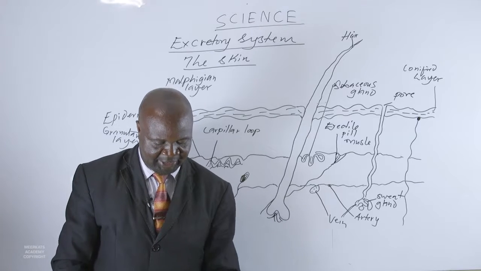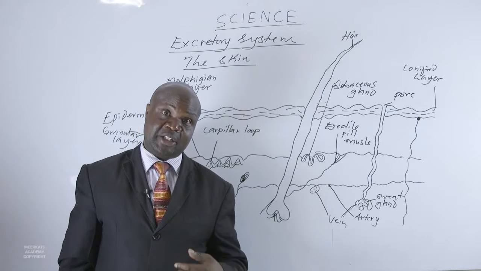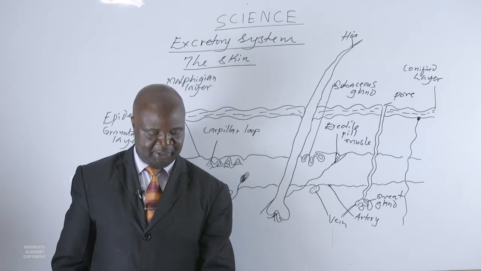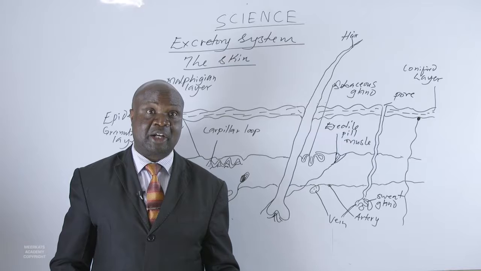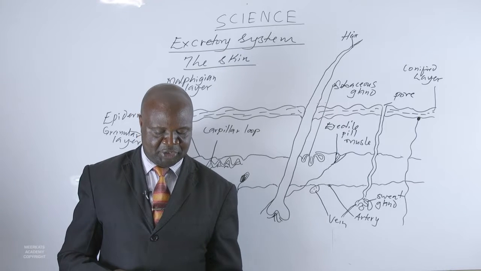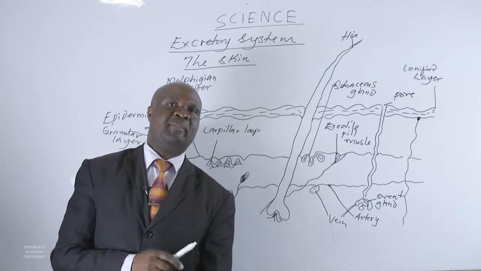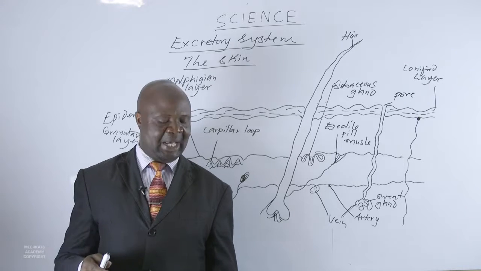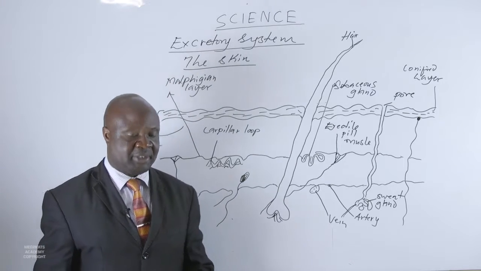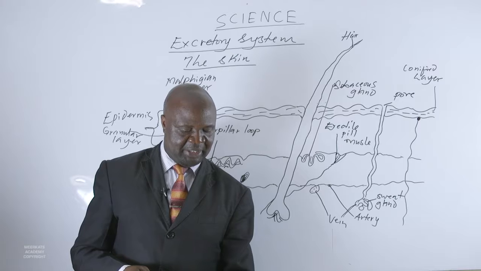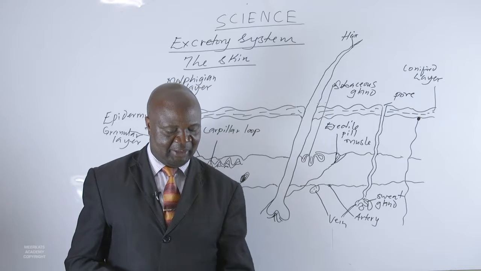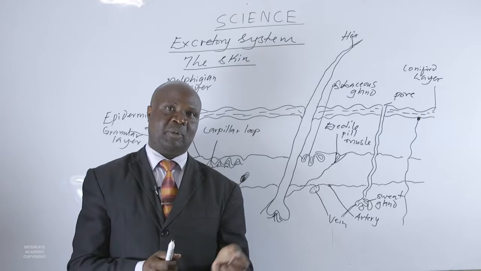So we can say, what is the skin? We are defining the skin as the outer covering that protects the body tissues and the organs. It consists of two major layers. We have mentioned that we have the epidermis and the dermis. And when we were dealing with the epidermis, we said that it is the outer layer of the skin. It is tough on the palms, on the hands.